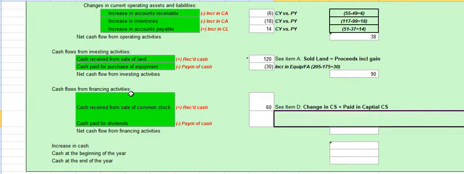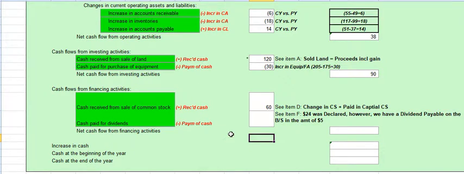So the next line is, what are we going to do for dividends? And again, we're going to look at dividends, and we're going to see item F. It tells us there is a $24 debit to retained earnings for cash dividends declared. So yes, we declared $24. However, if you look on the balance sheet, we do have a dividend payable in the amount of $5. So that is a difference of $19, and it's a payment for cash. 24 minus 5 is a payment of cash of $19. That's what's recorded in your financing activities.